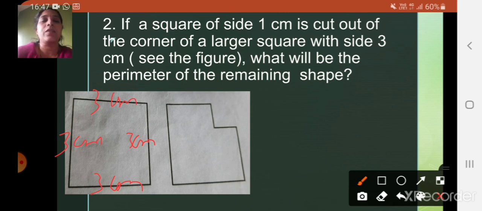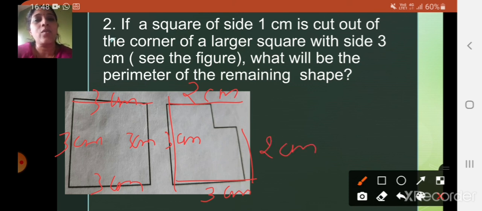Now in the second figure, if you see children, now see this part. In the first figure it is 3 centimeter, whereas in the second figure this part is cut. How much is it cut? 1 centimeter is cut. So 3 minus 1 will be 2 centimeters. So you will write it as 2 centimeter. Now if you see this part, nothing is cut, so it will remain as 3 centimeter only. Now the below part is also not cut, so that will also remain as 3 centimeter. Now move to this part. Here also it is cut. How much is it cut? 1 centimeter. So 3 minus 1, it will be 2 centimeter.